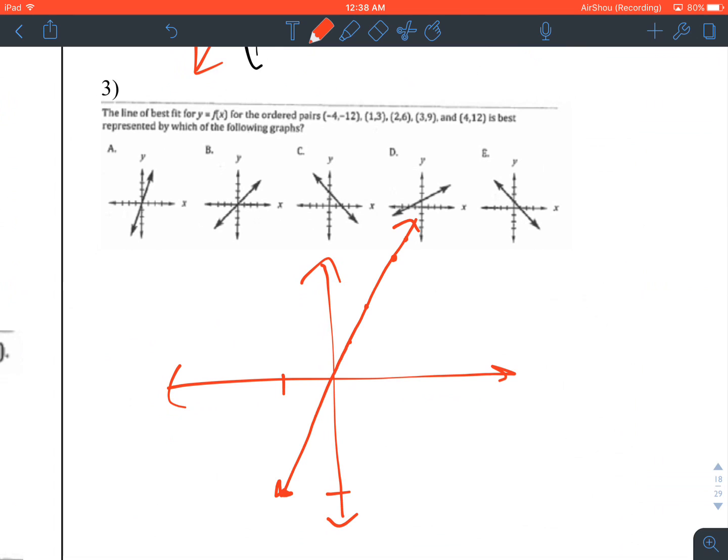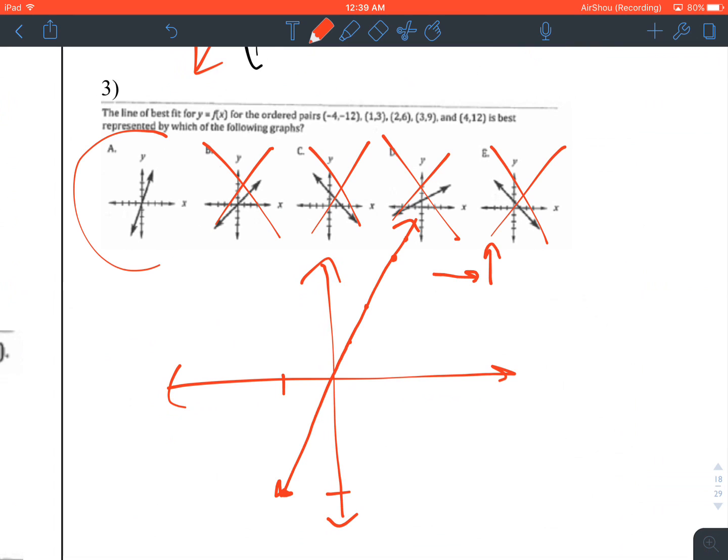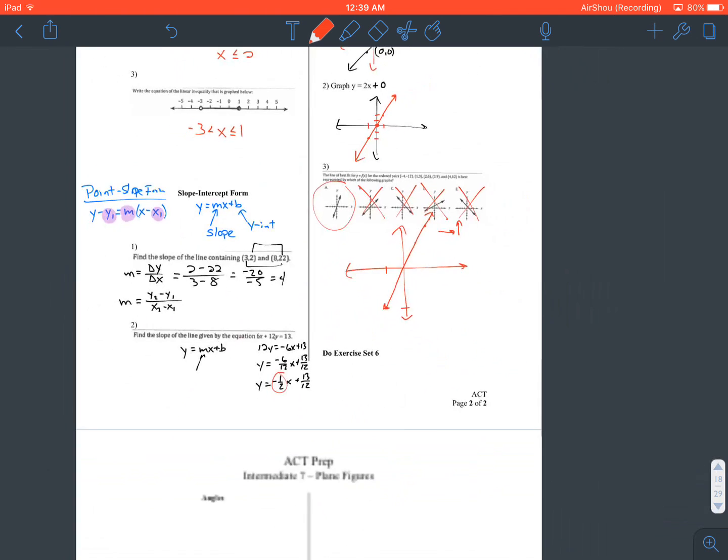So it can't be C, that has a negative slope. Can't be E, that has a negative slope. D can't be because it goes to the right faster than it goes up. And ours goes up faster than it goes to the right. B looks like it goes to the right just as fast as it goes up. And A goes up faster than it goes to the right. So I'm going to say A is the answer.